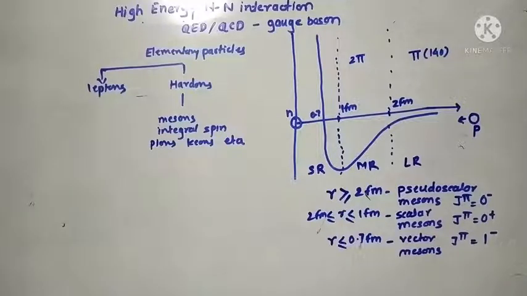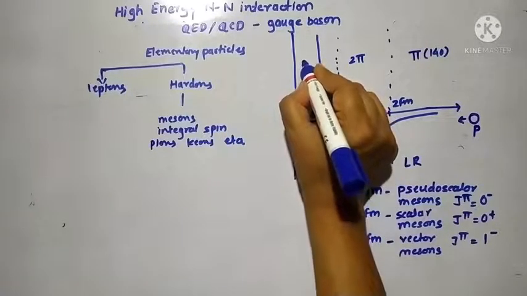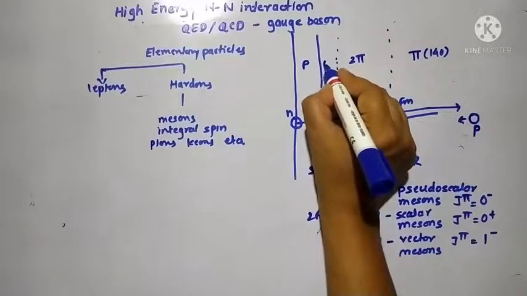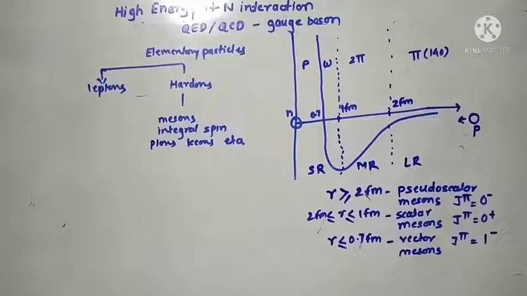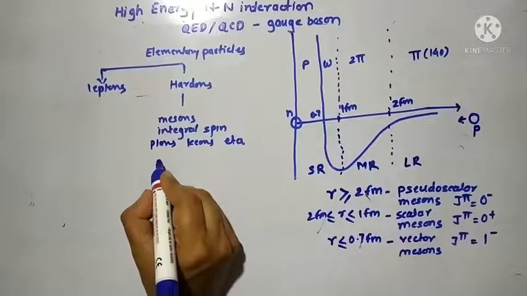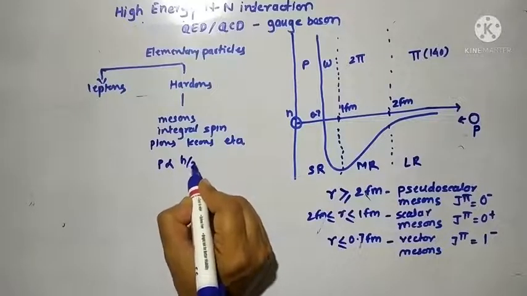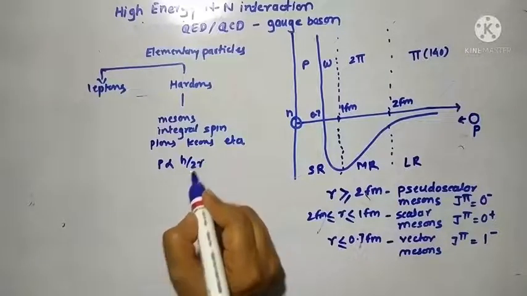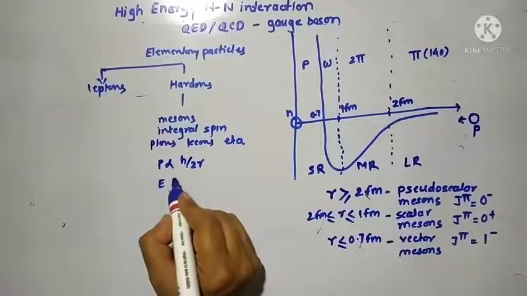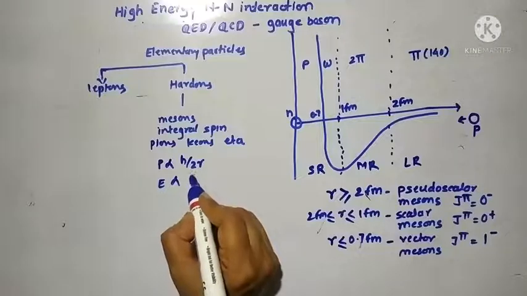And the mesons involved in the short range are the rho meson and omega. So these are the vector mesons. Now see, according to Heisenberg's uncertainty principle, the momentum exchange is given by, so momentum is proportional to h upon 2r, and we know that energy is proportional to p squared.